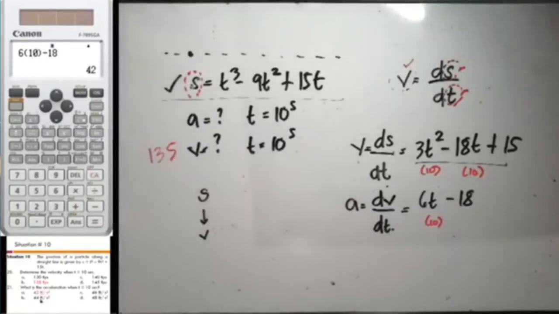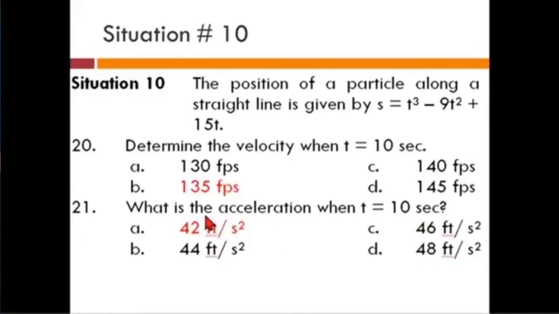So, 42 feet per second squared. Ayun, sa gawin. Ganun lang. Kasi dito, sabi ko nga, ang gagawin mo, mag-integrate ka lang or mag-differentiate. Parang ganito yan, oh.